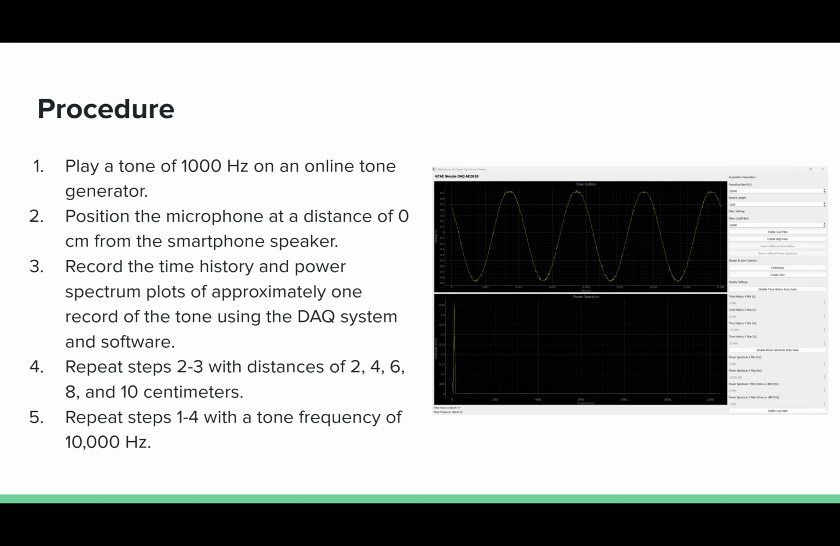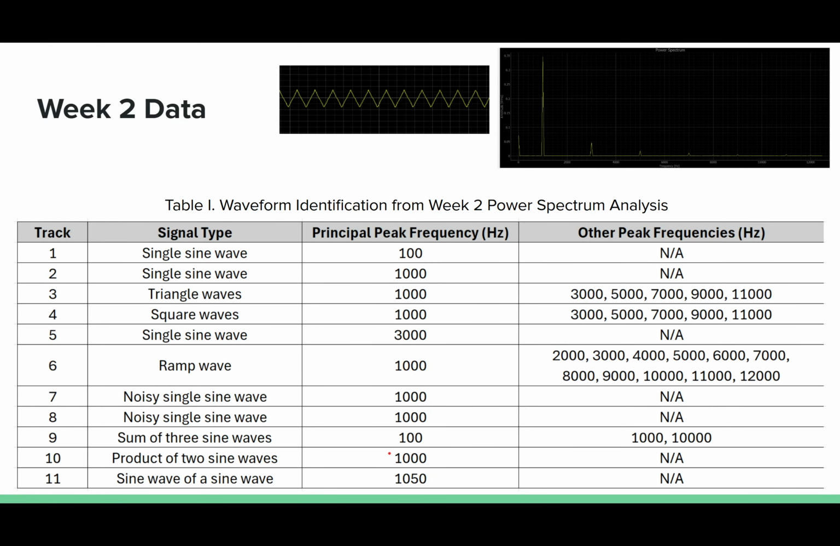For each distance, I recorded the microphone's output and extracted both the time history and power spectrum using the DAC software. I identified the signal strength at the target frequency and repeated the process for both the 1000 Hz and 10,000 Hz tones. So the results. Starting with the week 2 data.